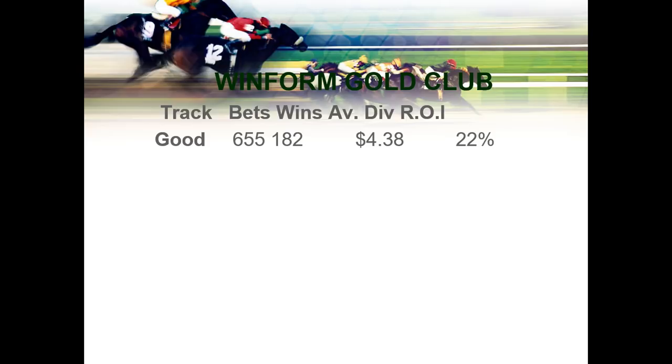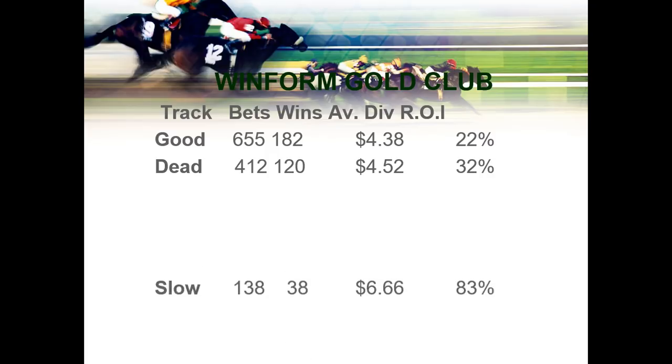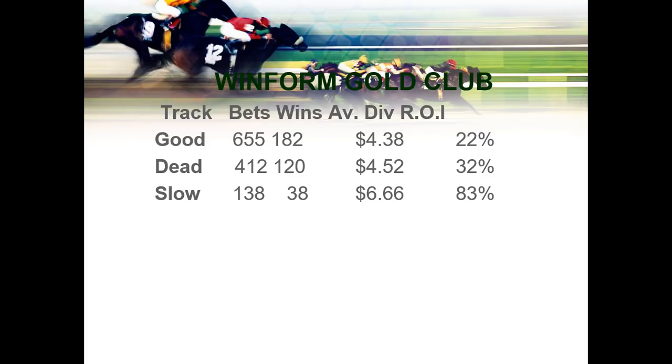So when we put the dividends in on good tracks, we've got a 22% strike rate at $4.38. On dead tracks, which is good 4 or soft 5, 32% strike rate, average $4.52, and you've got big numbers here. On a slow track, we have made 83% profit on turnover. We're talking soft 6 or 7. All up, 32% winners, an average price of $4.68. So there's no problem with that.